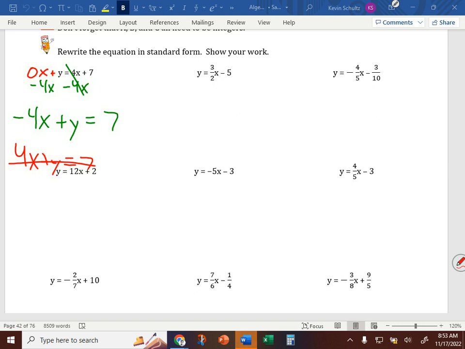Okay? The second one, we do have a fraction, and so our first step says multiply each term by the denominator of the slope, the denominator of that fraction. How does multiplying 3/2 by 2 eliminate the fraction? Right? Why does multiplying by 2 eliminate the fraction? What does that do?